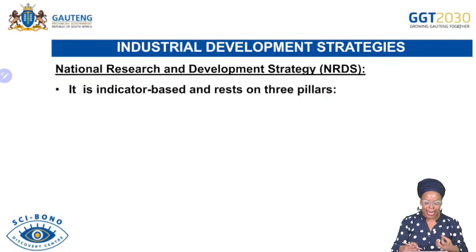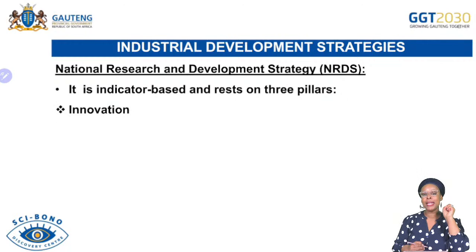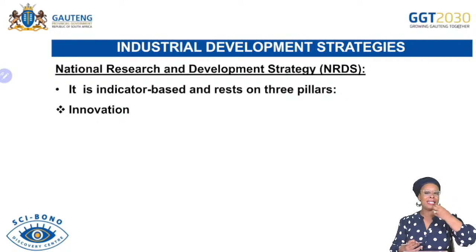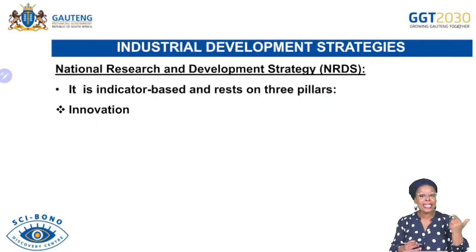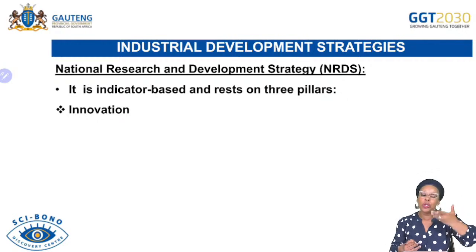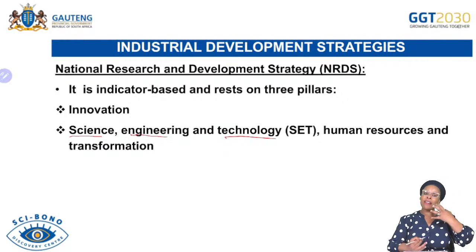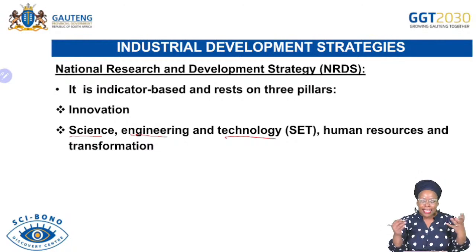The NRDS, or the National Research and Development Strategy, is indicator-based and it rests on 3 pillars. I want you to remember these pillars. It's innovation. With innovation, that's when we focus even on being creative and coming up with new products, like the electric car that is in the market. That is innovation. But innovation does not go alone. It goes hand in hand with science, engineering and technology. So advanced technology is needed for innovation of new things and products.